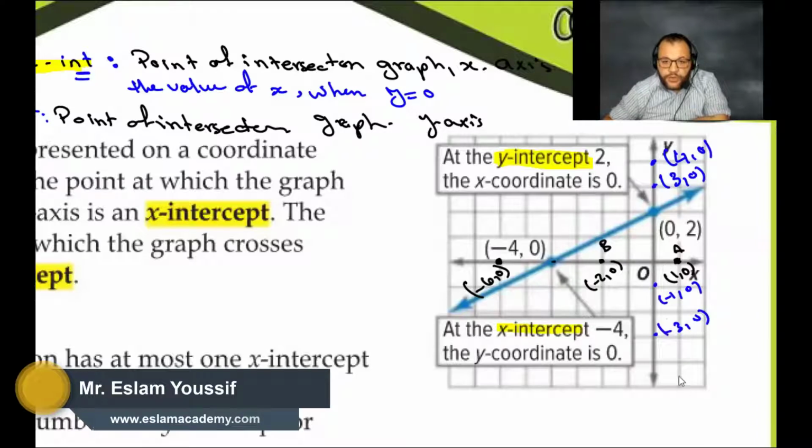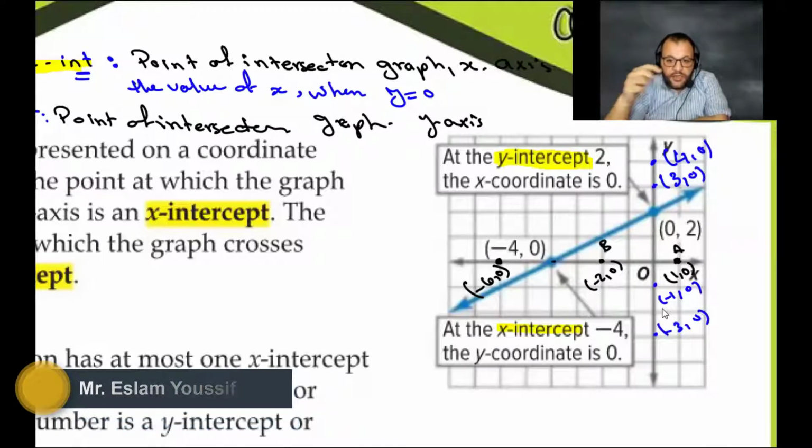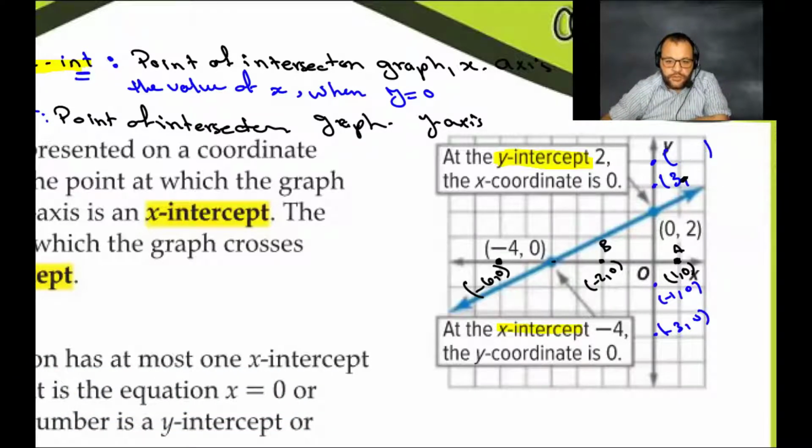So all of the points which lie on the y-axis, sorry, I said this one by mistake. This one is 0 and 4. This one is 0 and 3. No one told me that my answer was wrong.